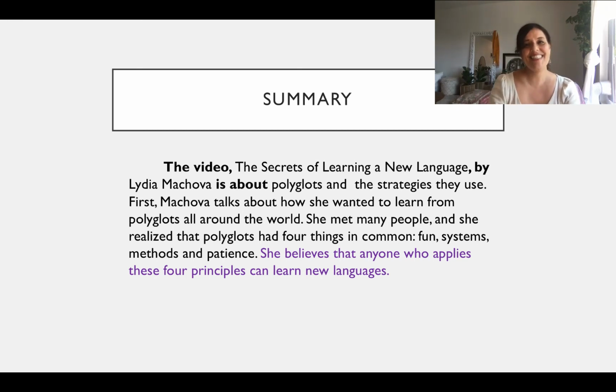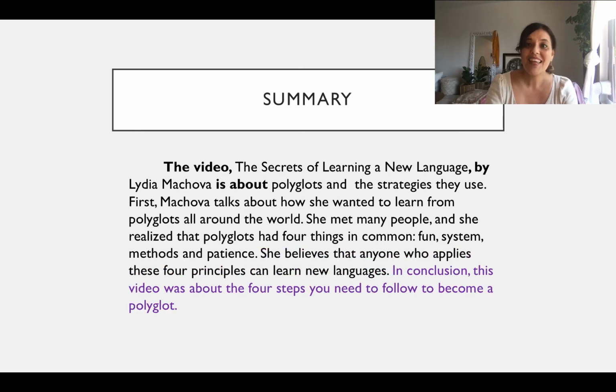The last sentence in our summary should be a conclusion. Let's look at mine. In conclusion, this video was about the 4 steps you need to follow to become a polyglot. Many times, this last sentence will be very similar to the first sentence, especially the topic that we talked about. Remember, the topic was polyglots and the strategies they use, and in this conclusion, we have, again, polyglots and the 4 steps.